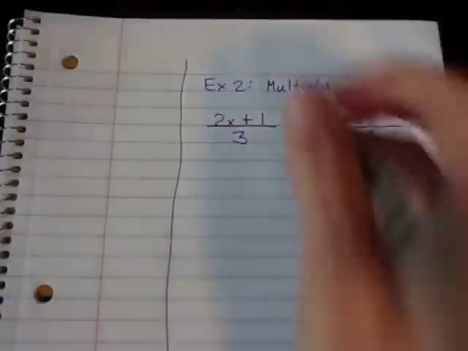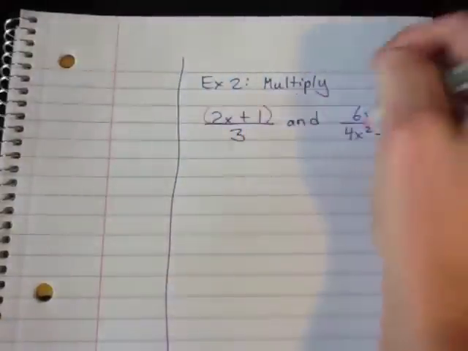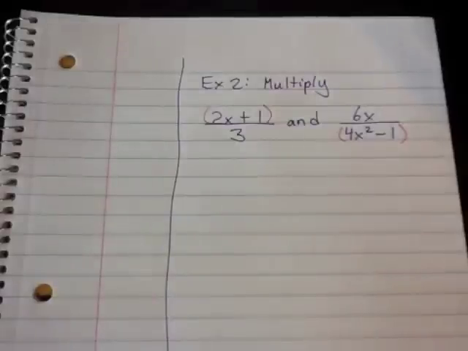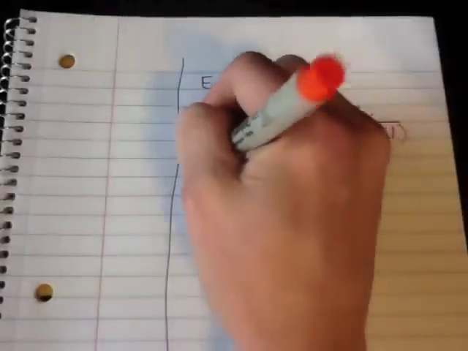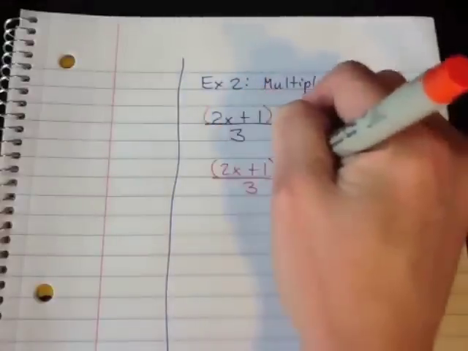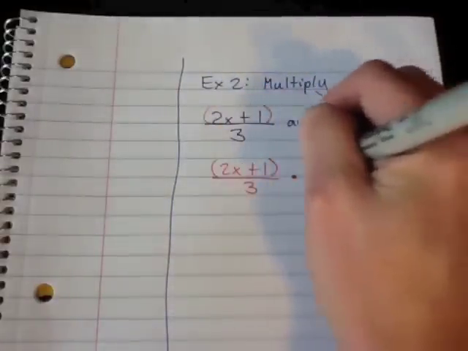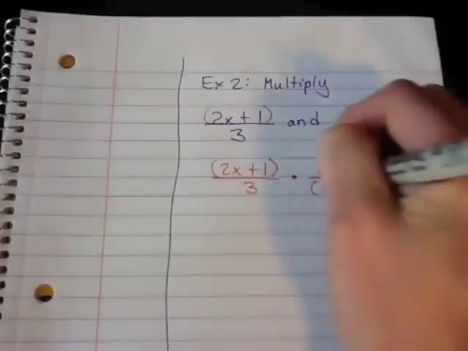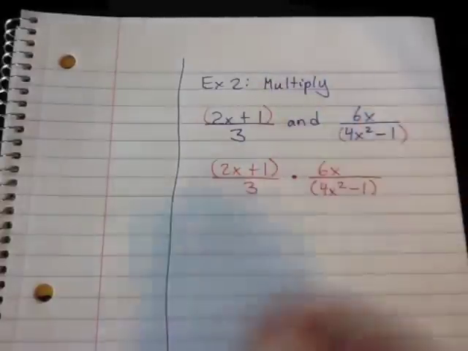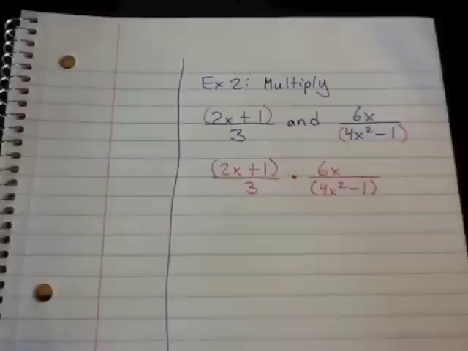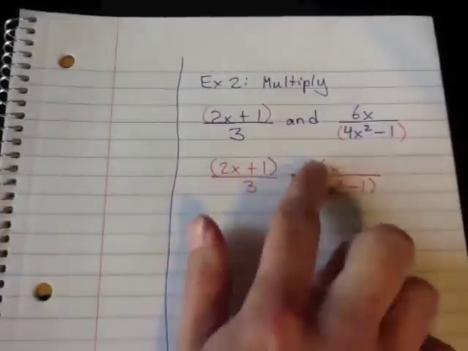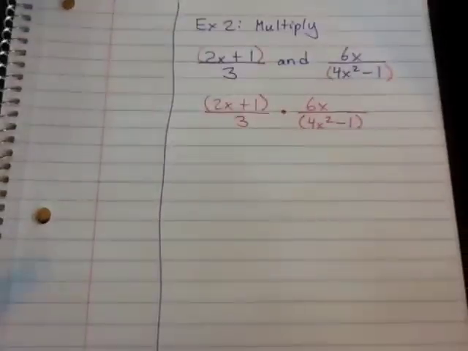So remember, binomials here stay as binomials. Don't start canceling things. So now I have 2x plus 1 over 3 times 6x over 4x squared minus 1. And you have to check every single numerator and denominator to see if anything's factorable.